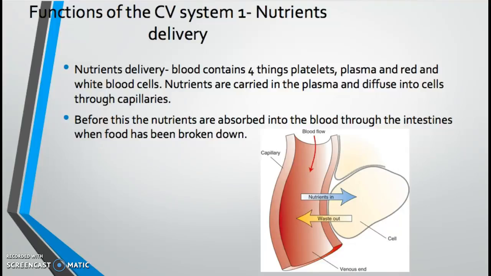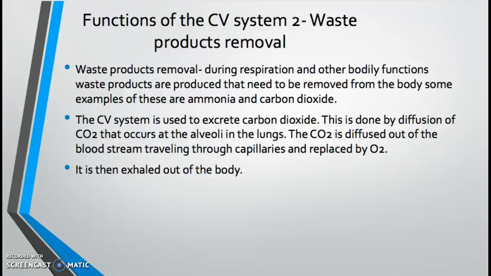Functions of the cardiovascular system. First one is nutrients delivery. So blood contains four things: platelets, plasma, red and white blood cells. Nutrients are carried in the plasma and diffuse into cells through capillaries. Before this, the nutrients are absorbed into the blood through the intestines when food has been broken down.